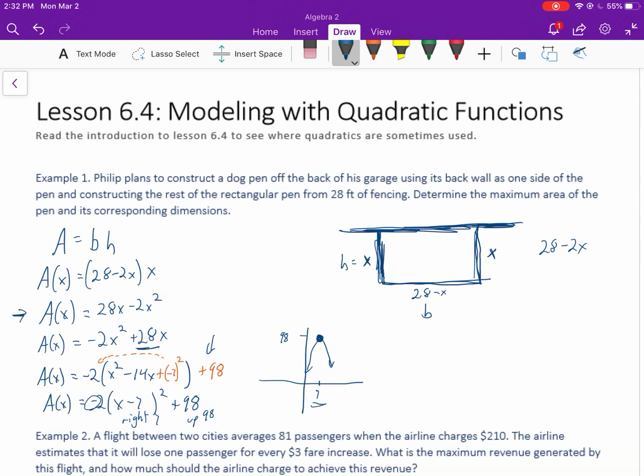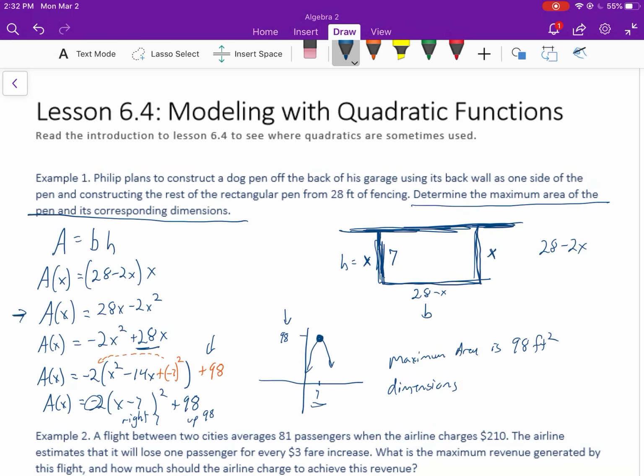So to answer the question, determine the maximum area of the pen and its corresponding dimensions. Well, we'll find both of those things. So we know the maximum area is 98, and this is in feet squared. And then the dimensions, well, we know x is 7, so we put a 7 in here.